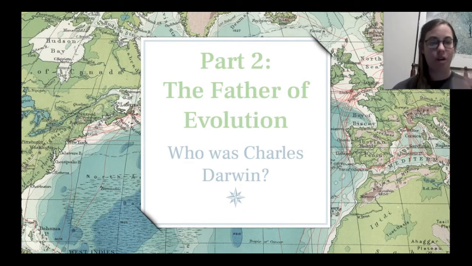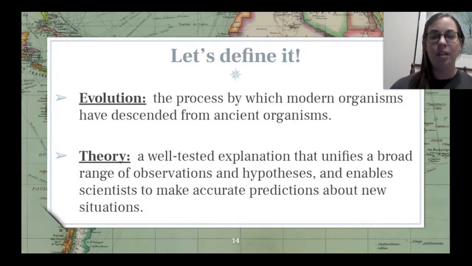So, Charles Darwin, my hero, the father of evolution, said that evolution is the process by which modern organisms have descended from ancient organisms. This is a theory, meaning that it's well tested, it's explained, it's based on observations and hypothesis, it has evidence to support it. Remember that a scientific theory has a lot of evidence. It basically allows scientists to make accurate predictions about new situations.